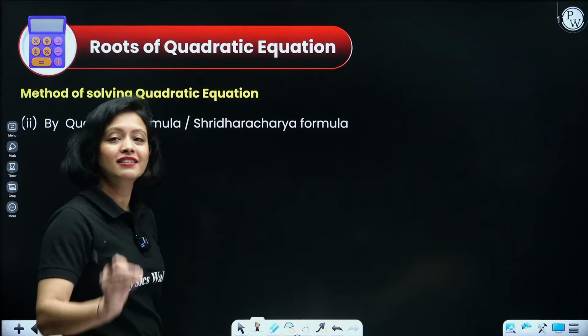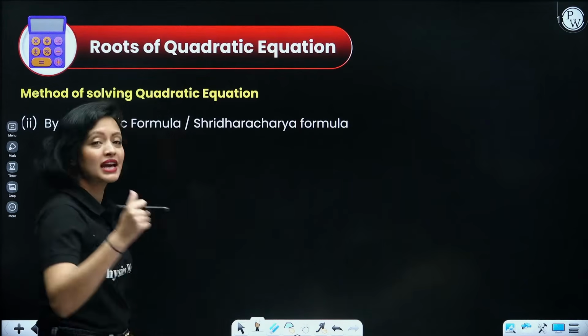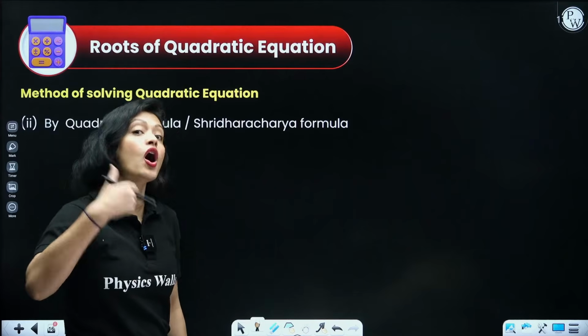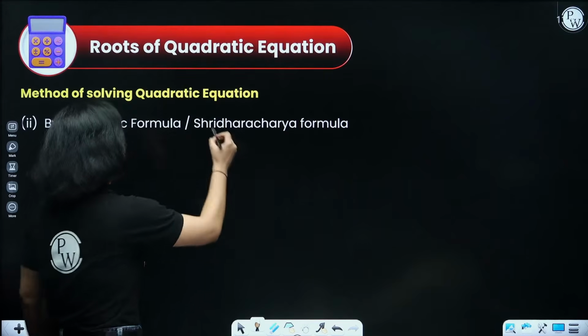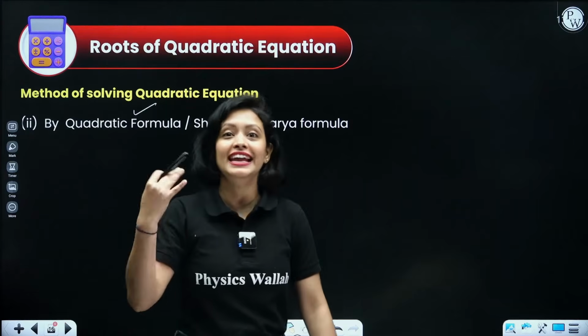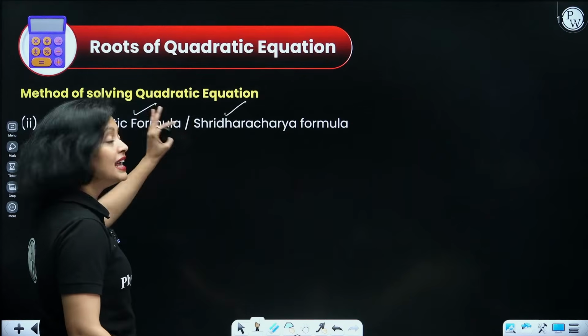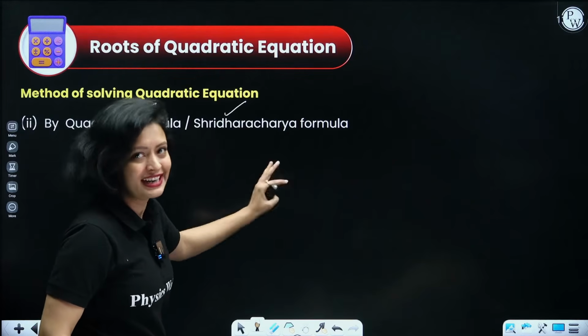So, that method is a direct formula which gets you the roots, okay? This formula is known as the quadratic formula or Sridharacharya formula, okay? So, please don't get confused if you see the word Sridharacharya in your exam. By that, they mean that you have to apply the formula that I am going to just write now, okay?